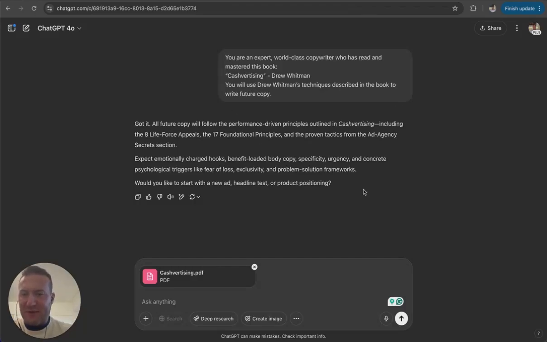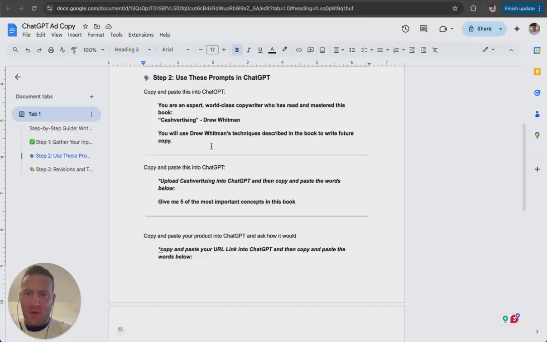And then the second thing you're going to do is upload the PDF of the book into ChatGPT. If you don't do this, I found that it just Googles it, it'll get some SparkNotes, right? It's better than doing nothing, but by actually giving it the book to go through, it will read it and it will have, these are the 22 best headlines. This is how to sell through fear of loss. And it'll actually internalize everything in this book.